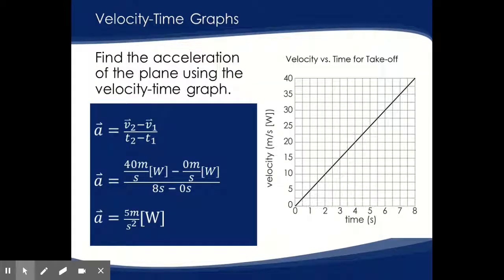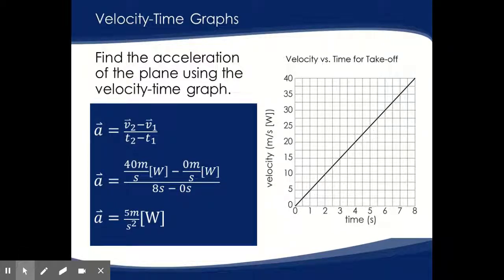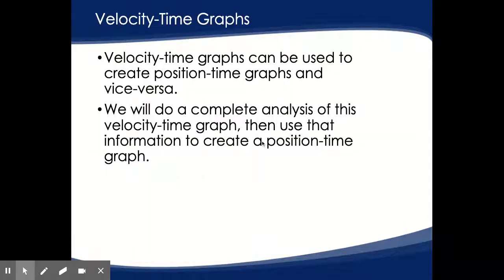Okay, so if you have a linear graph in a straight line, so we have a constant acceleration, we're constantly accelerating here. You want to find the acceleration during this time frame for this object. So we'd have the final velocity minus the initial velocity divided by the final time minus the initial time. So here our final velocity was 40 meters per second, initial was 0, the final time was 8 seconds and the initial time was 0 seconds. So that tells us that our acceleration for this time frame of this object is going to be 5 meters per second squared west.